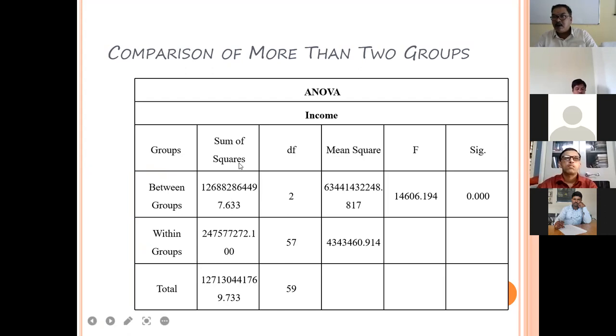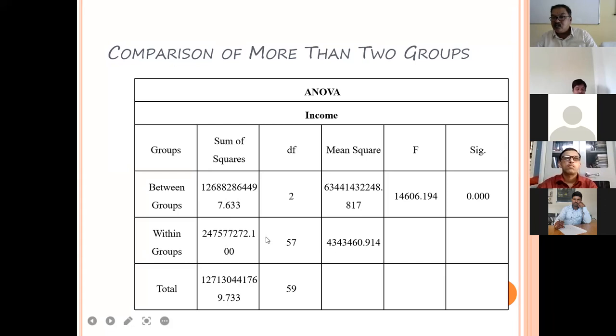X minus x bar, square of it. That is the sum of squares. Between groups, how much the variance is there? Within groups, how much the variance is there? Between groups, we had 3 groups, N minus 1 becomes 2. The degrees of freedom becomes 2.